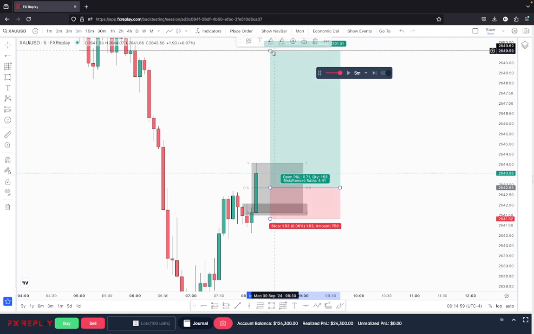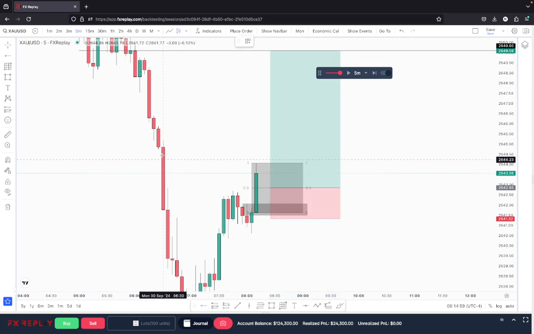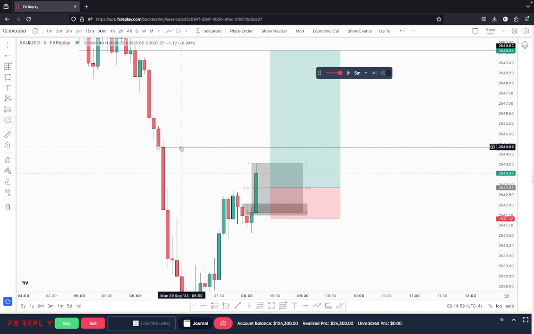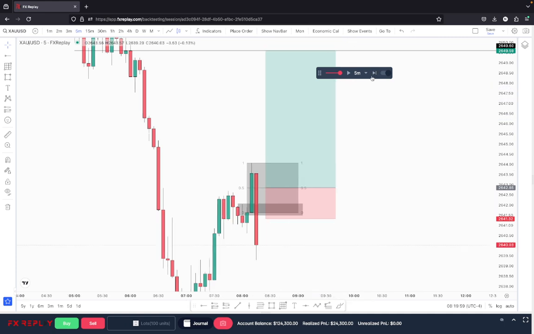You can have your main profits here, and then you can take partials when the market gets here, and also here, all these zones. Anyways, I don't remember if this one actually hits take profit, because I don't remember if I won this trade or not, but I took it, and it seems like I lost it.